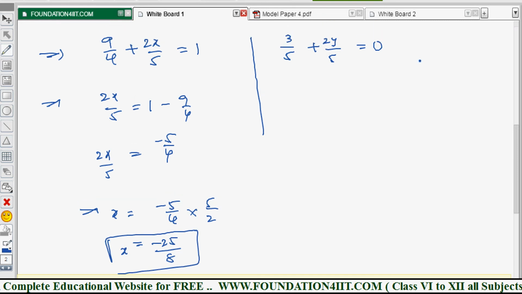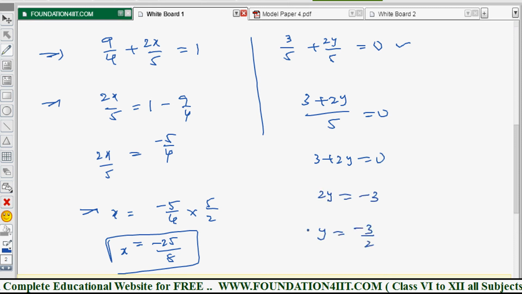Now from the second equation, you'll find out the value of y. Now 3 plus 2y by 5 is equal to 0. So 3 plus 2y is equal to 0, because 0 into 5 is 0. And 2y is equal to minus 3. From this, y is equal to minus 3 by 2. Okay, this is the value of y.